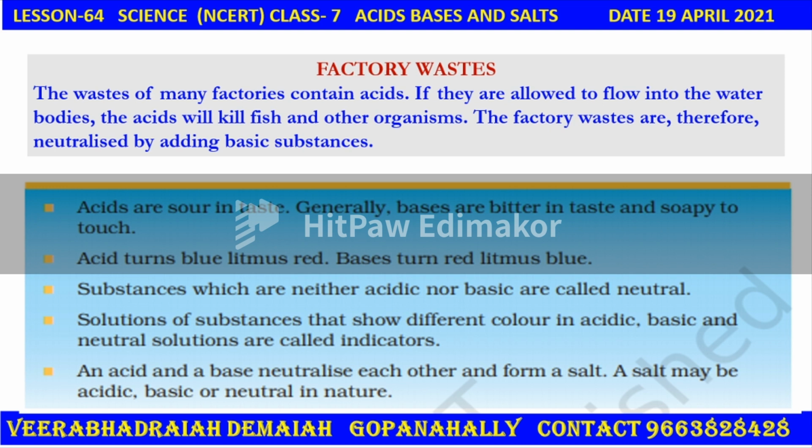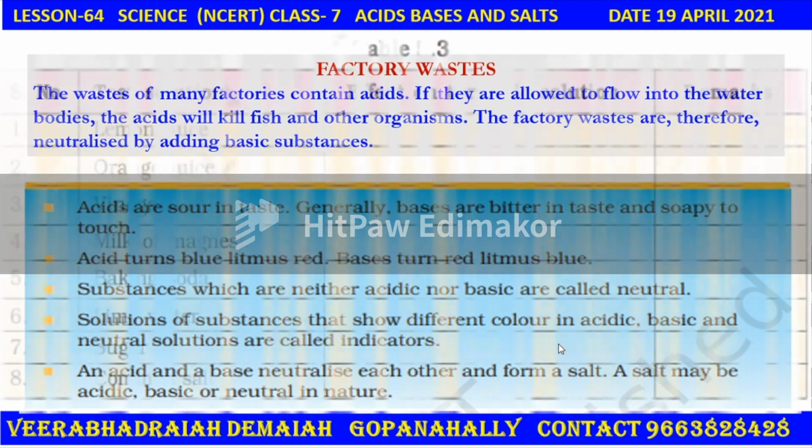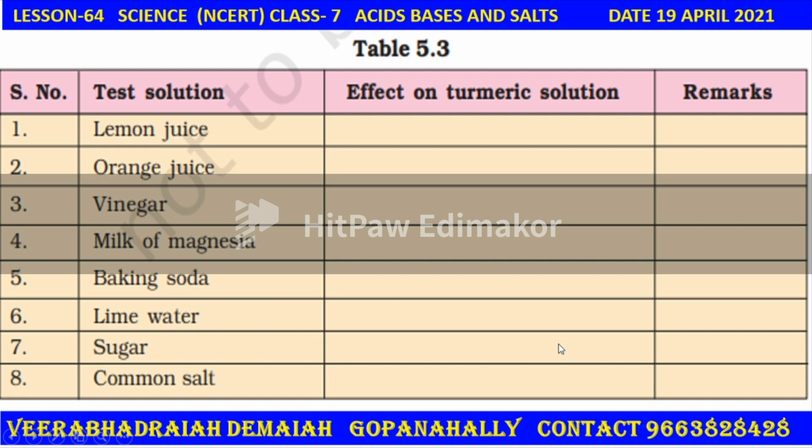So waste things are coming out from the factory that will go into water bodies. Acids will kill fish and other organisms. The factory wastes are therefore neutralized by adding basic substances and then thrown out. So acids are already there in the textbook. You please go through this. And this is also the effect on turmeric solution. You please read the textbook well and fill in the things.